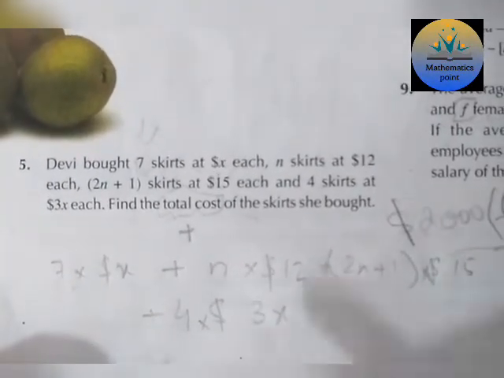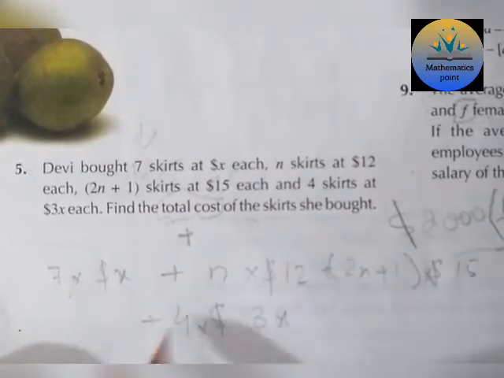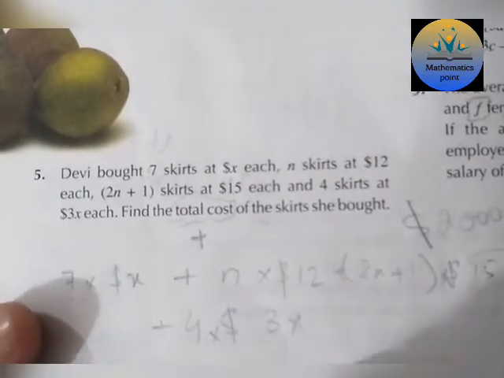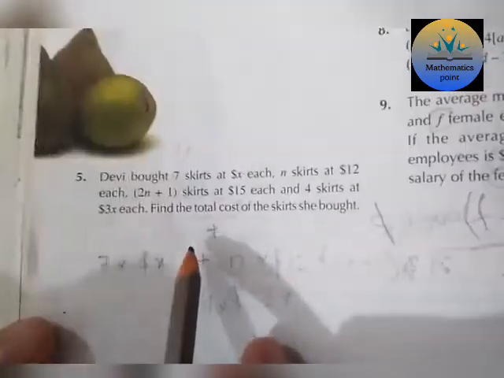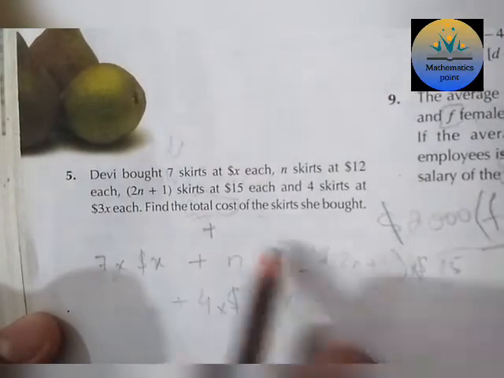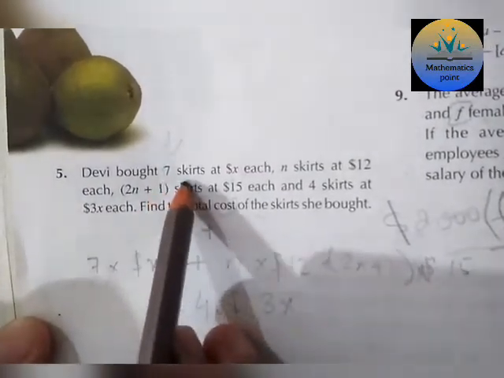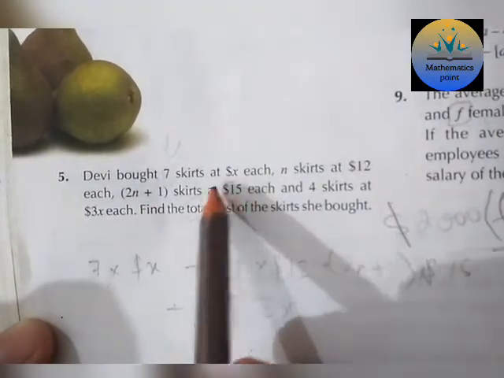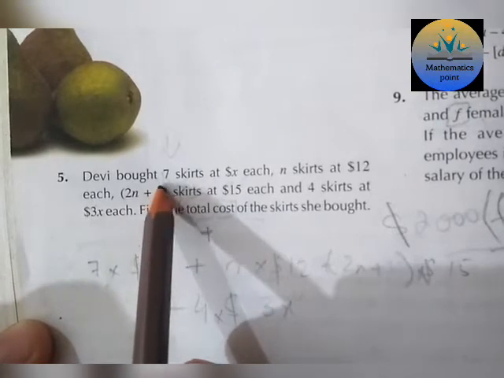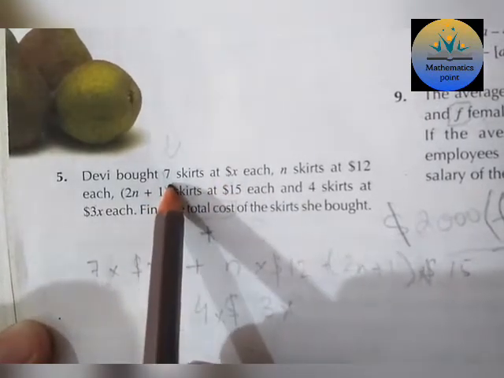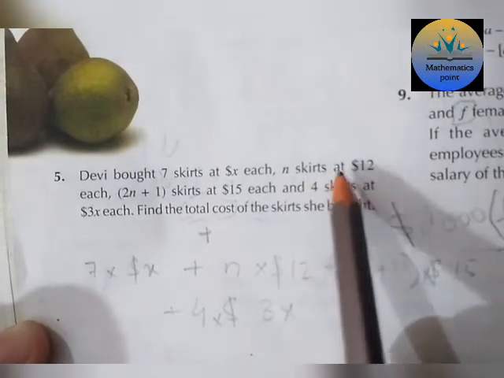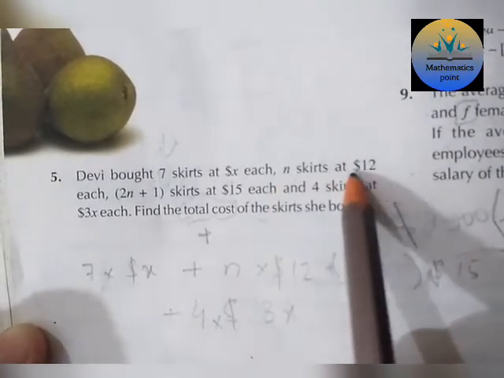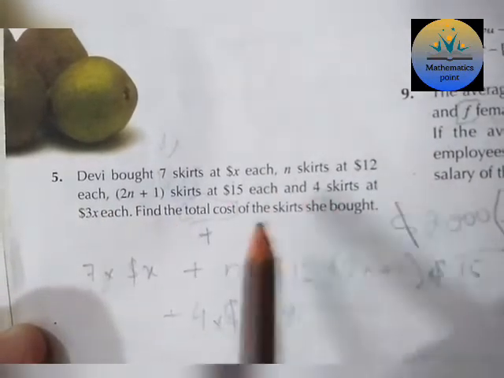So basically this is the look of your word problem that we analyzed, making an expression. Again, finding the total means you find the sum of all the things. The sum of what? 7 skirts, and each skirt price is $X, so multiply $X by 7. Same with N skirts: each skirt costs 12, and the number of skirts is N, so multiply 12 by N, and so on.